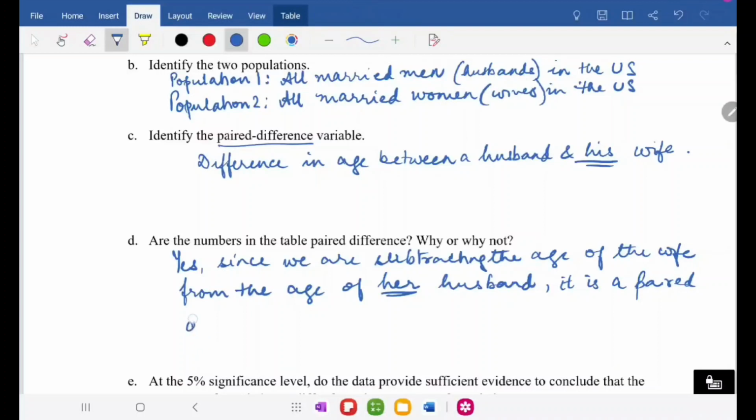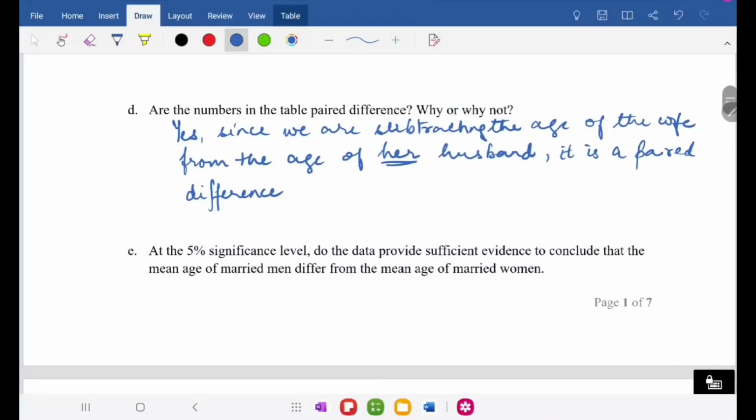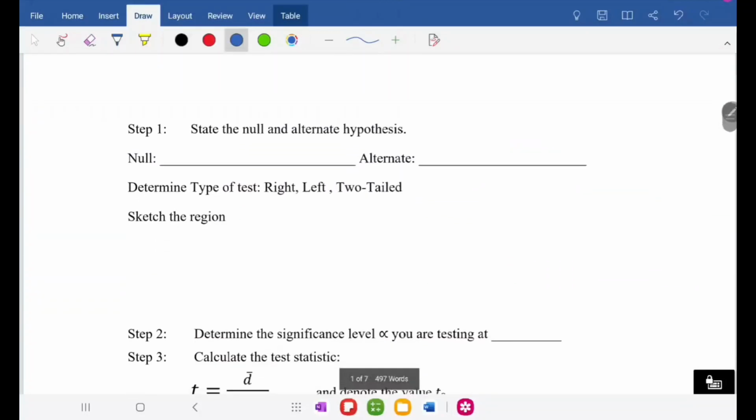All right, so that's how you're going to answer these questions. Now we come to performing the hypothesis test. It says, at the 5% significance level, do the data provide sufficient evidence to conclude that the mean age of married men differs from the mean age of married women? So again, here the key word is differ. Based on that, our alternate hypothesis will be formulated.